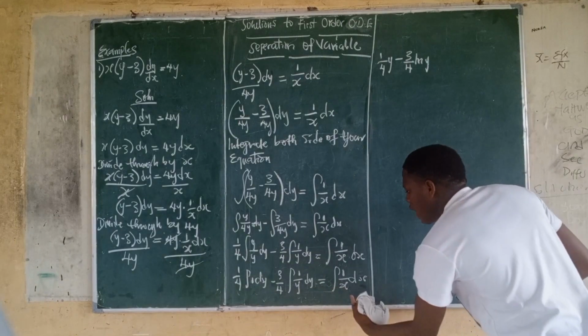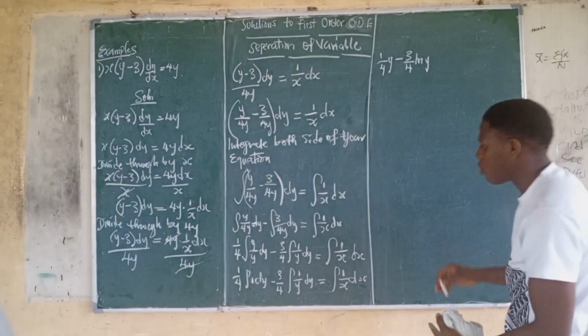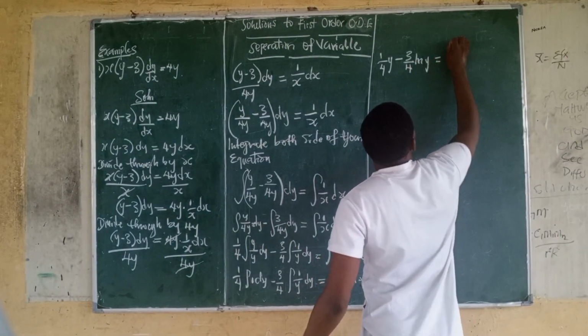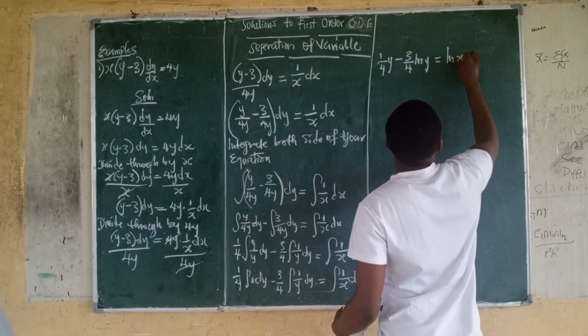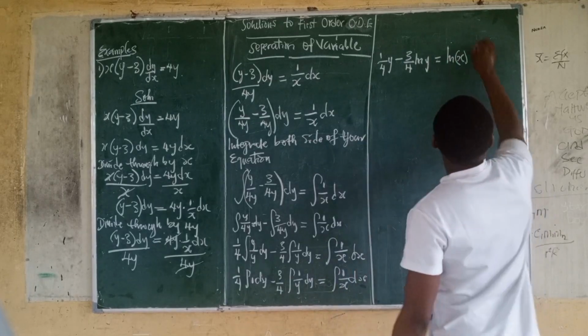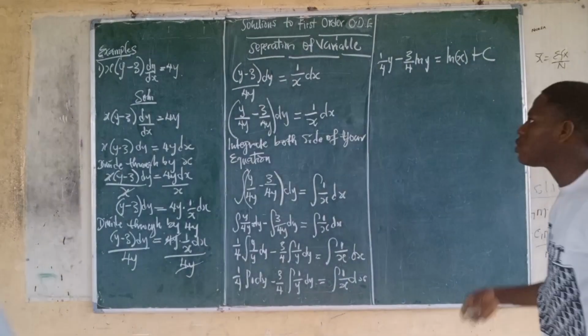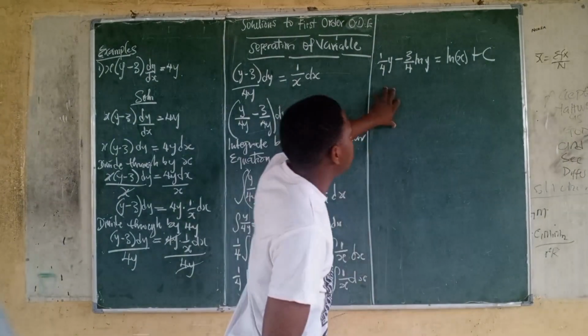What do you have on the right hand side? 1 over x. So if I integrate 1 over x, you have ln x, plus c. We are adding c because we are done with our integration. Now we can rearrange this.